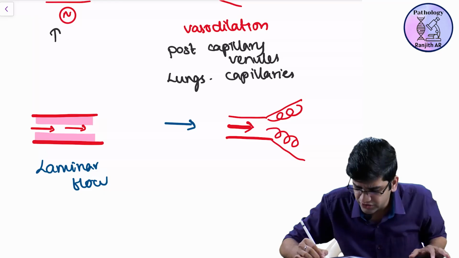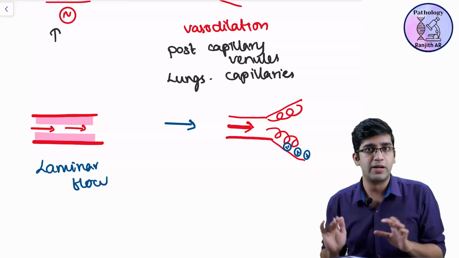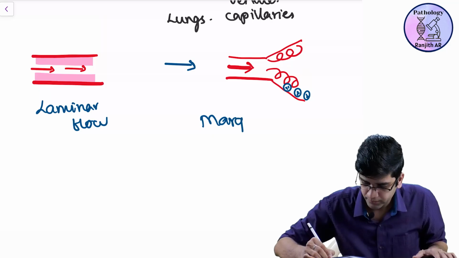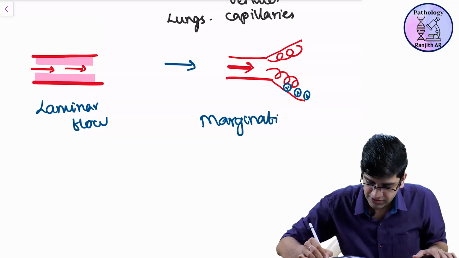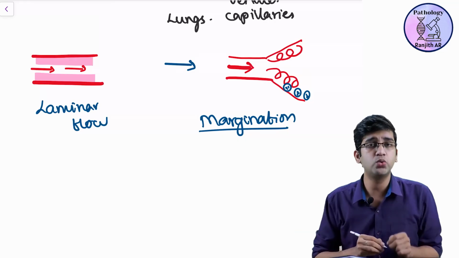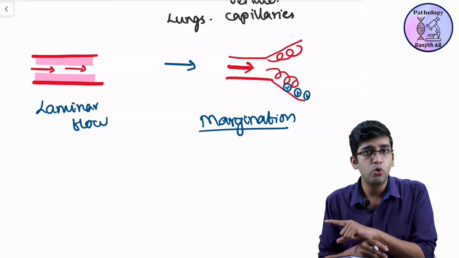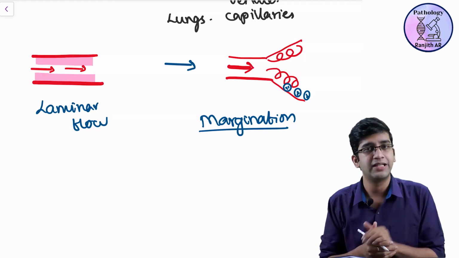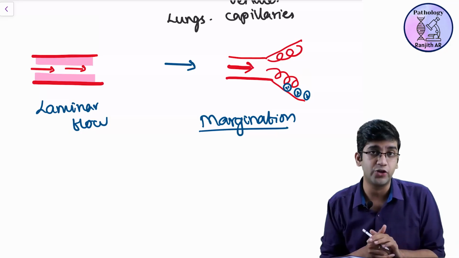That's natural. That's nature, right? It's a natural phenomenon. My cells go to the corner. That's what happens. This process, I'm going to term as margination. I want to tell two things here. Who caused this margination? Vascular change, vasodilatation. It's primarily a vascular phenomenon.